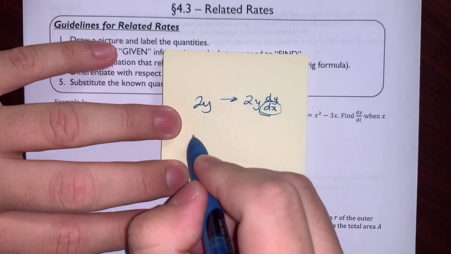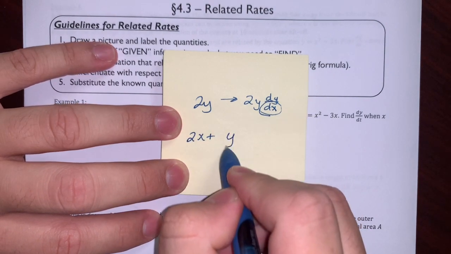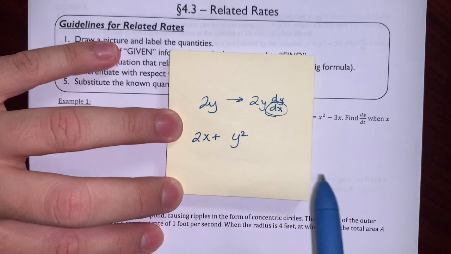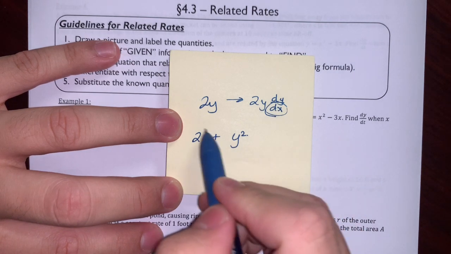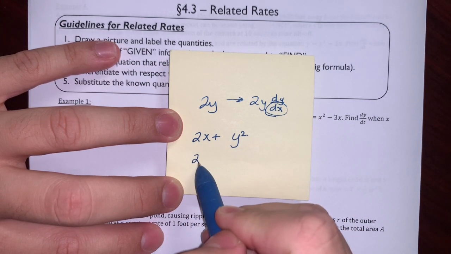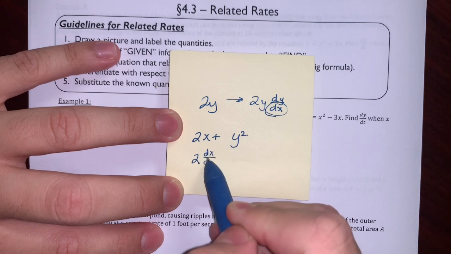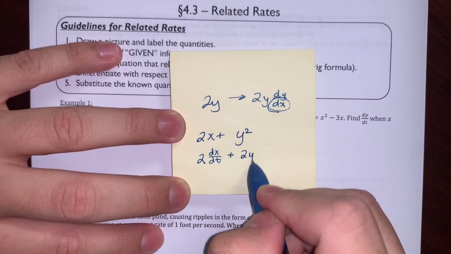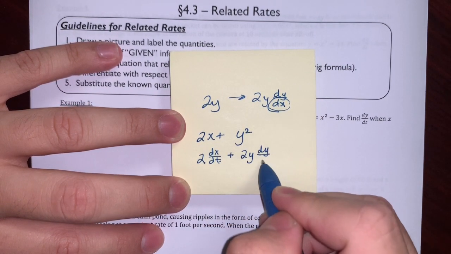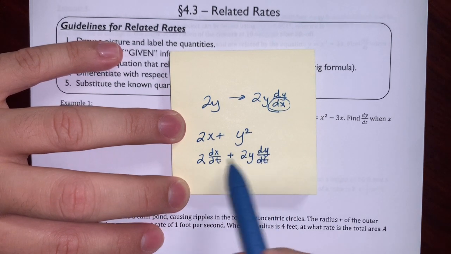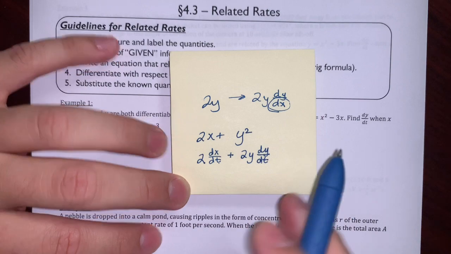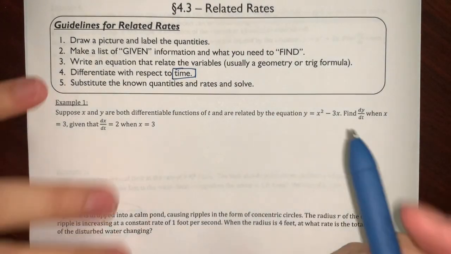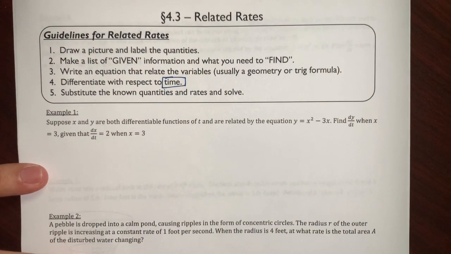So for example, if you see 2x plus y squared and I ask you to differentiate this, you're going to take the derivative of every variable, but you're going to take it with respect to time. So the derivative of 2x will just be 2, but we're going to multiply it by dx over dt, t being for time. Then the derivative of y squared is going to be 2y, but then we're going to do times dy over dt. So every time you see a variable in an equation, you're going to differentiate that variable with respect to time. Very important here, all right, because these are all related rates, and it's going to involve some unit of time.